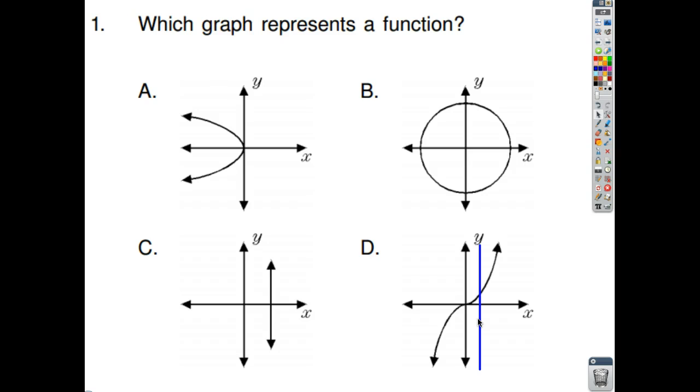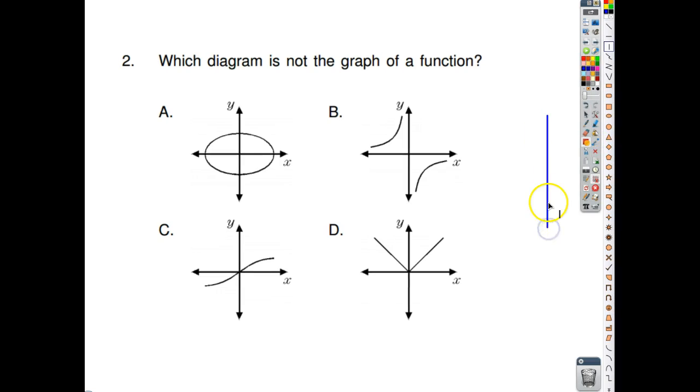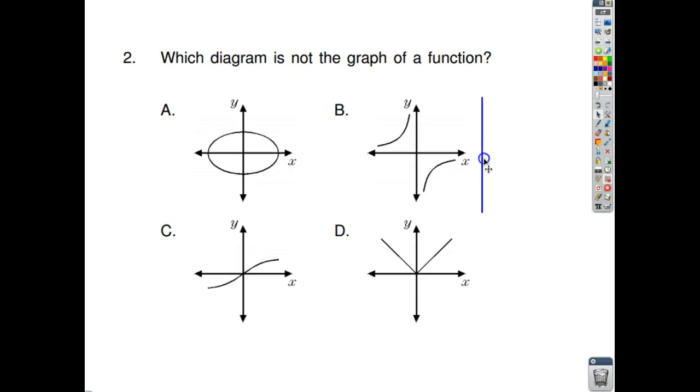Okay. So let's go ahead, try it again. You try it. Try to find which of these is not a function. All right, so let's go ahead. I'm going to take a vertical line. All right, let's see. Is this one a function? This one looks pretty good. I don't see anywhere where it touches twice.